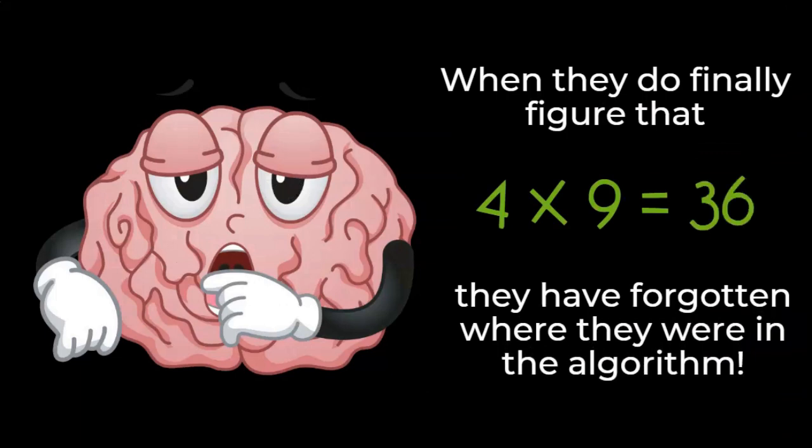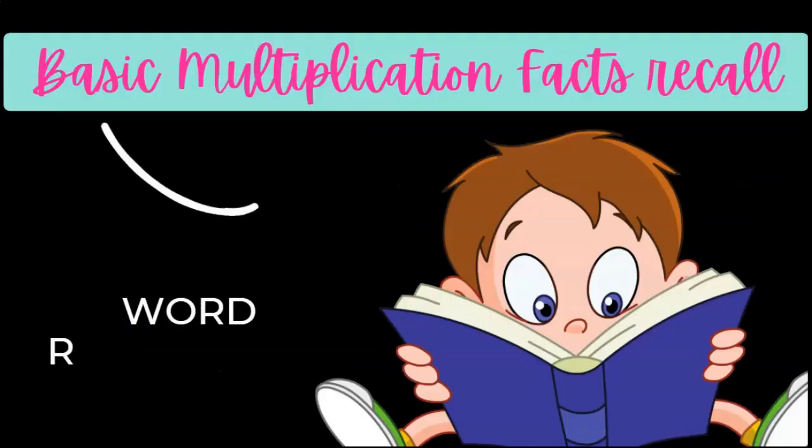Our students' brains become so overloaded while they are trying to calculate and solve basic facts like 7 times 8 and 4 times 9 that by the time they do finally figure 4 times 9 to equal 36, they have forgotten where they were at in the process. This is even more prevalent when students are trying to divide larger numbers.